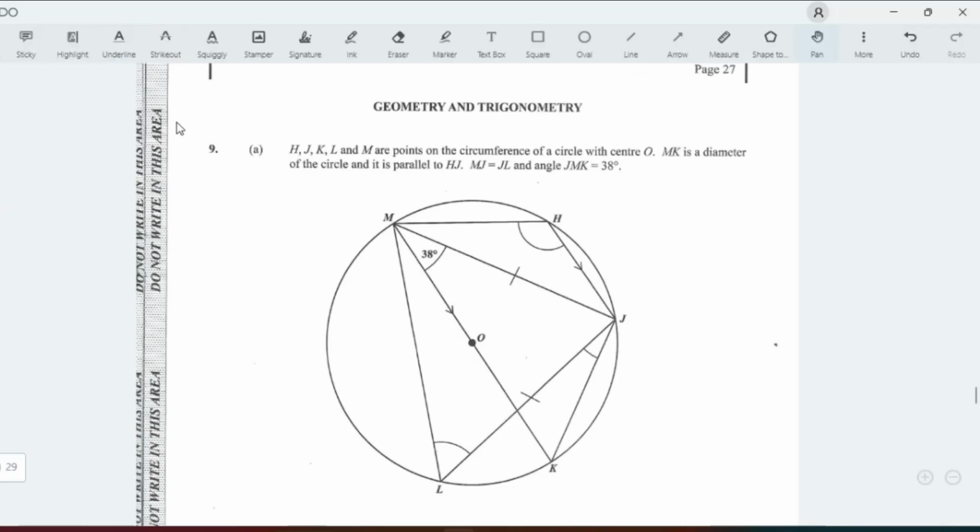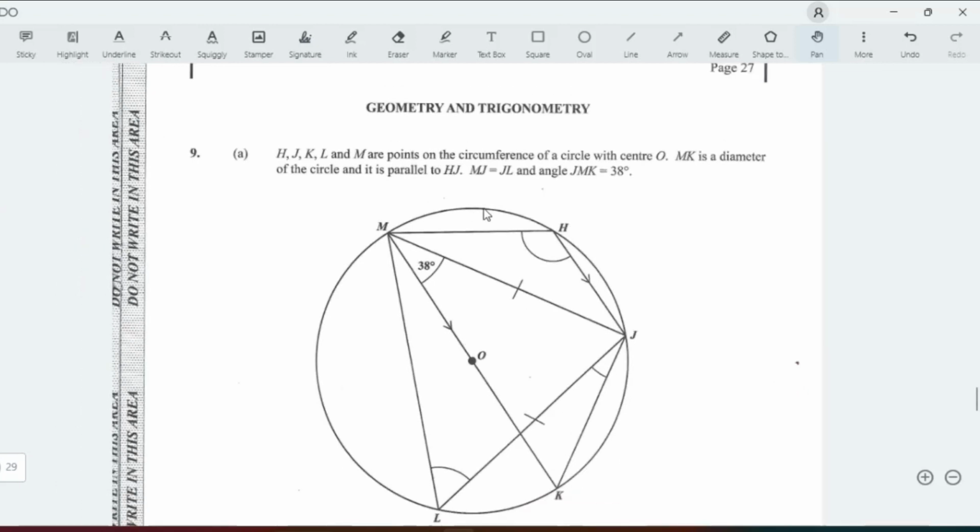Question 9. Question 9 is circle theorem. It says H, J, K, L, M are points on the circumference of a circle. MK is a diameter.